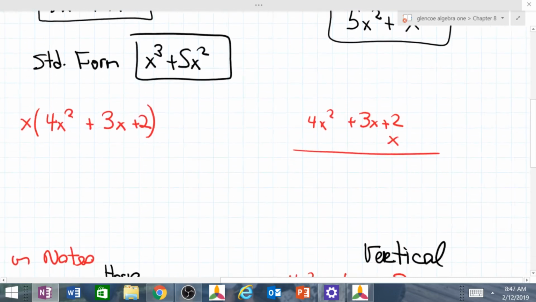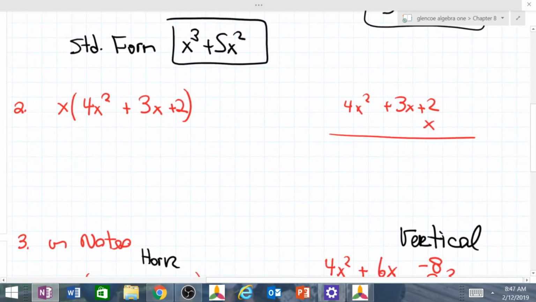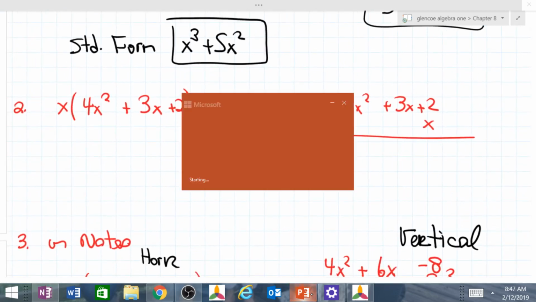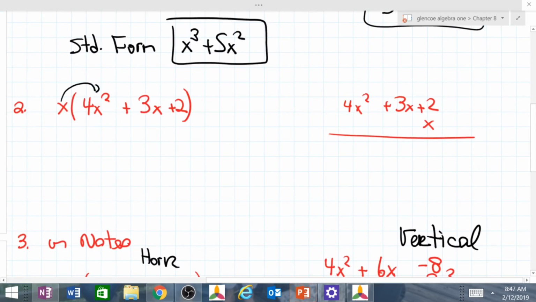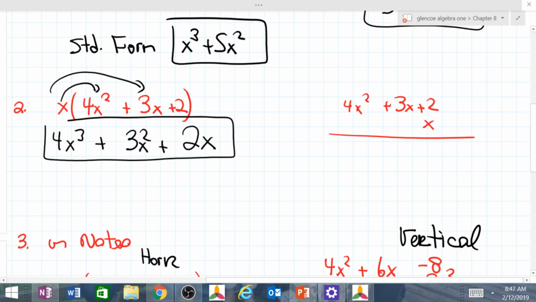Okay, let's look at another example here. X times 4x squared plus 3x plus 2. So, x times 4x squared is what, class? 4x cubed. And x times 3x is what? 3x squared. And x times 2 is? Now look at this problem. This problem is really kind to us because it's already in what form? It's already in standard form. So let's make a note. Always put in standard form.